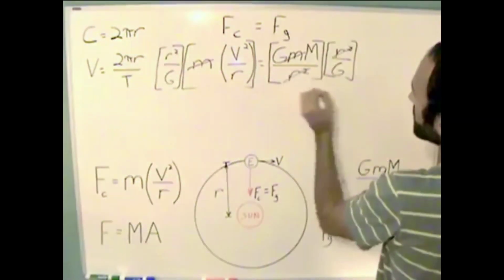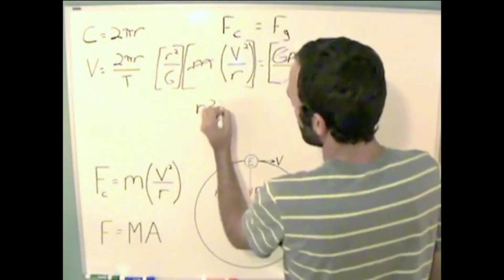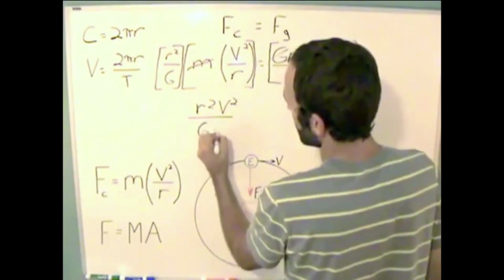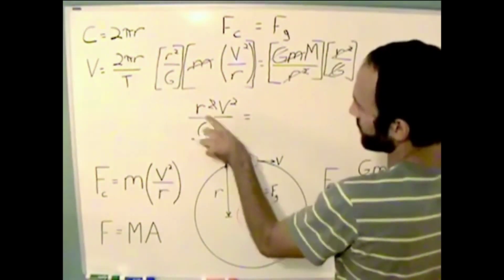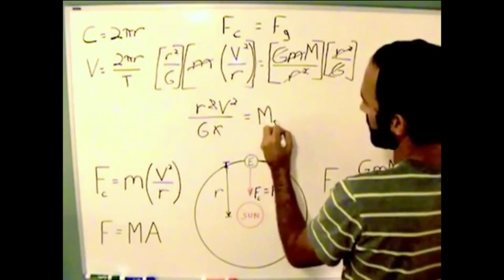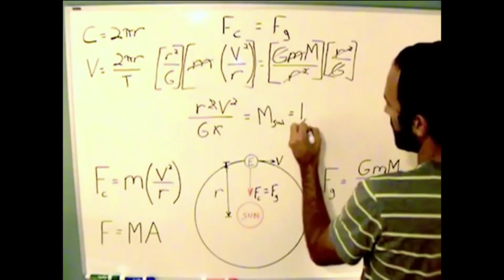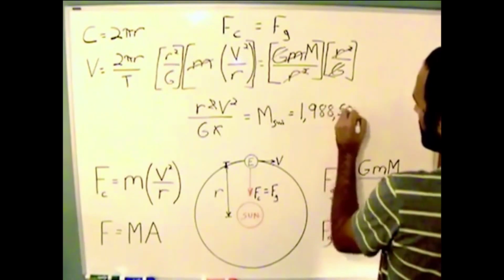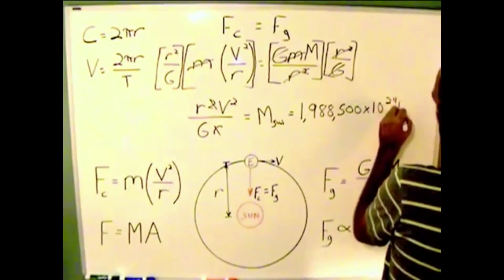So R squared cancels, G cancels. Over here you've got R squared times V squared over G times R. And then this R cancels. So you really just have R times V squared over G is equal to the mass of the Sun. And that comes out to 1,988,500 times 10 to the 24th kilograms.